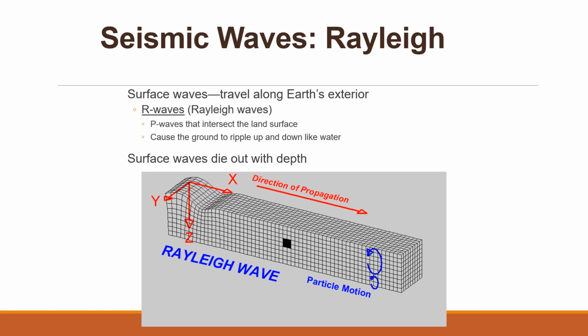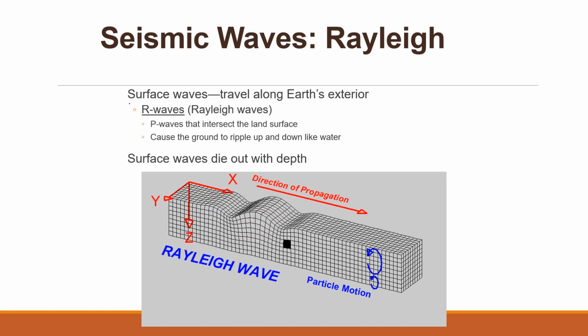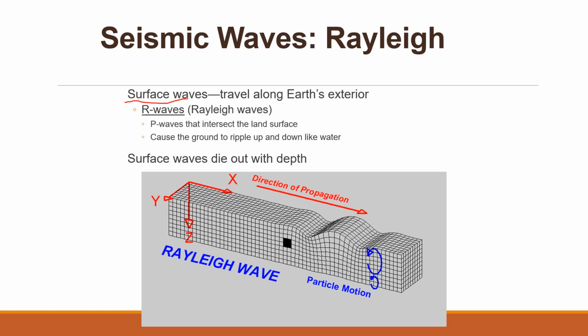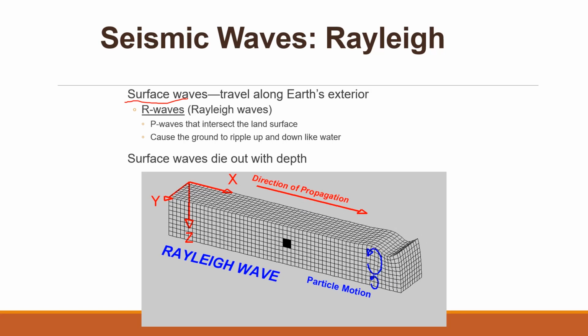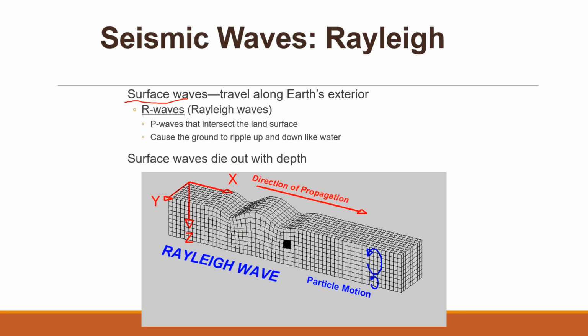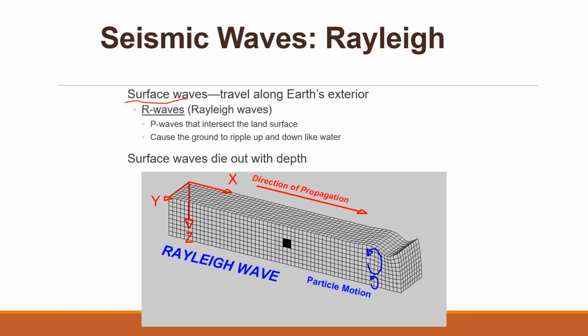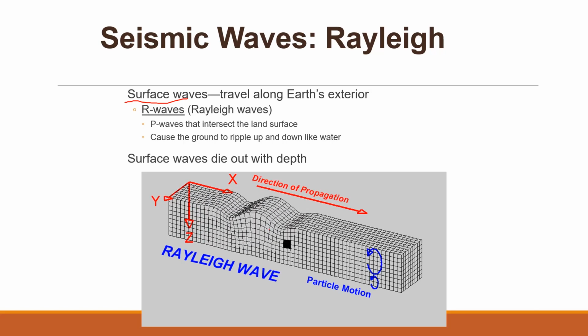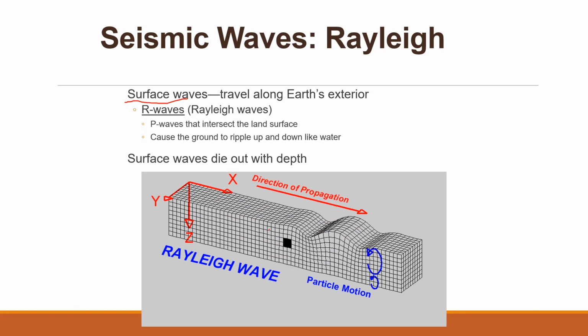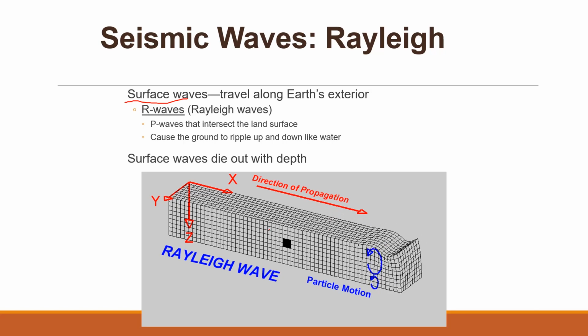Our surface waves travel along Earth's exterior. There are several types. The ones we talk mostly about are Rayleigh waves and Love waves. Rayleigh waves are caused by P waves interacting with the land surface. This causes a ripple, so we can see that there is that compressional motion, we're still squeezing it a bit, but we also will have this rolling motion.